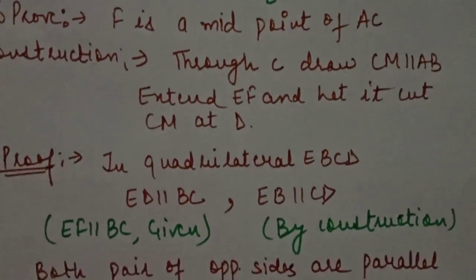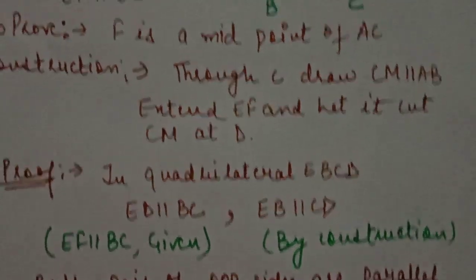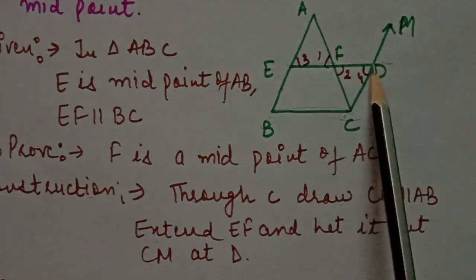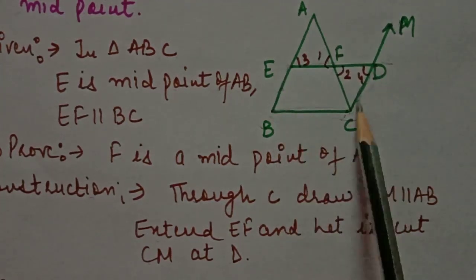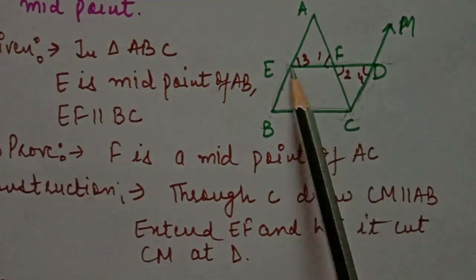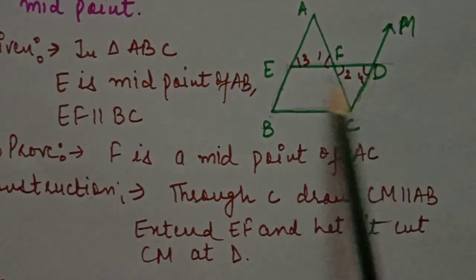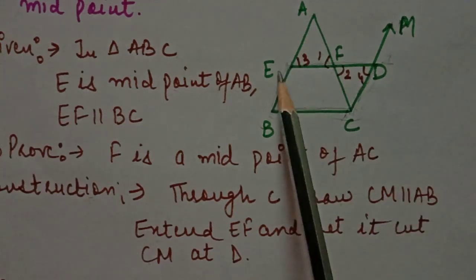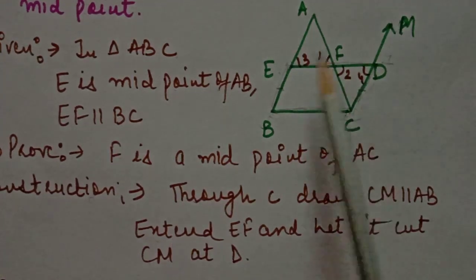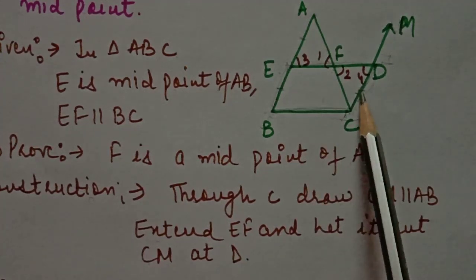So students, the proof is this: in quadrilateral EBCD, this is parallel to this by construction, and this is parallel to this as given. Because EF is parallel to BC, the complete line segment ED is also parallel to BC. So EBCD is a parallelogram. Definitely the opposite sides are equal also. So EB and CD are equal to each other, but AE and EB are equal to each other, so definitely AE and CD are also equal to each other.